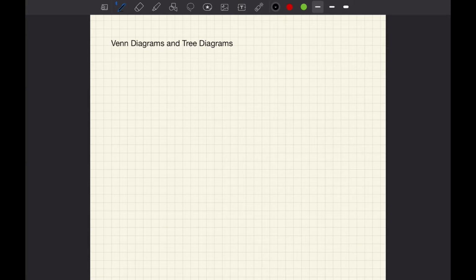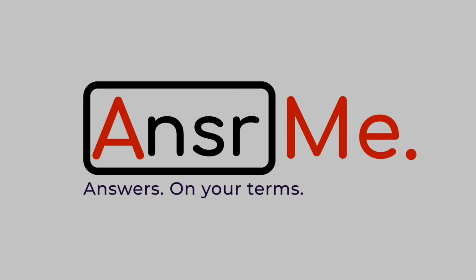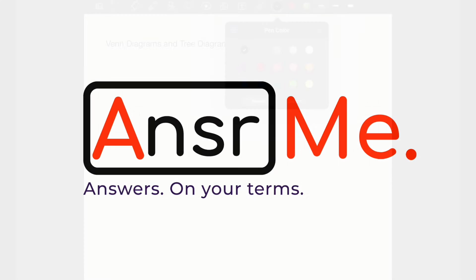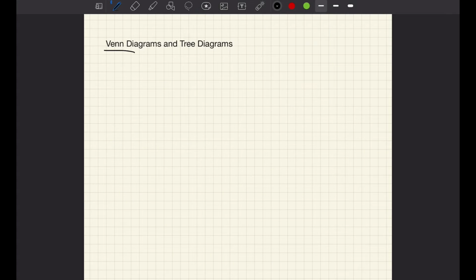Now, on to Venn diagrams and tree diagrams. What are they all about? Venn diagrams and tree diagrams help us visually depict probability and probability events in a very clear and very concise manner, which allows us to calculate and solve quite complex probability questions in a clear and simple manner. So let's have a look at what they're all about.